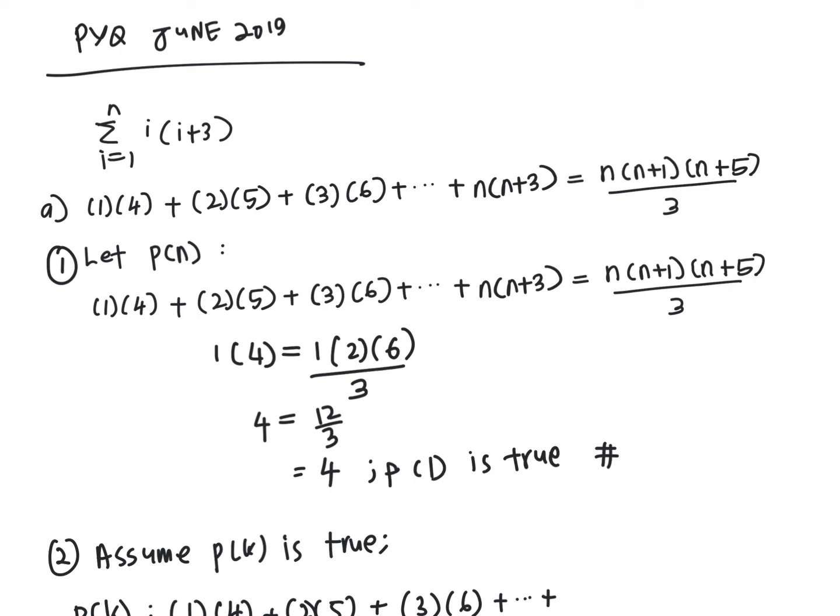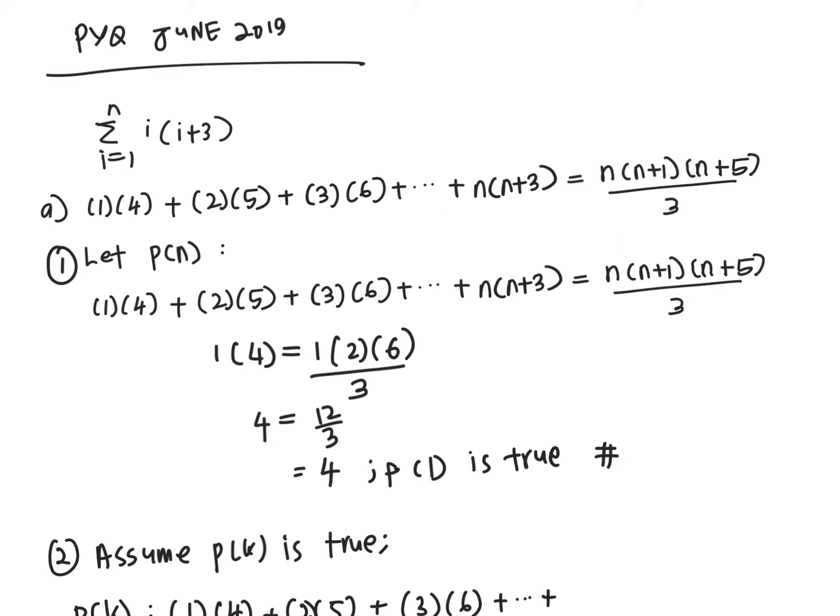Bismillahirrahmanirrahim. Now this is a June 2019 question on mathematical induction. You are given the series, and by the induction method you want to prove that the summation of this series equals n plus 1 times n plus 5 over 3. Okay, so this is the question.